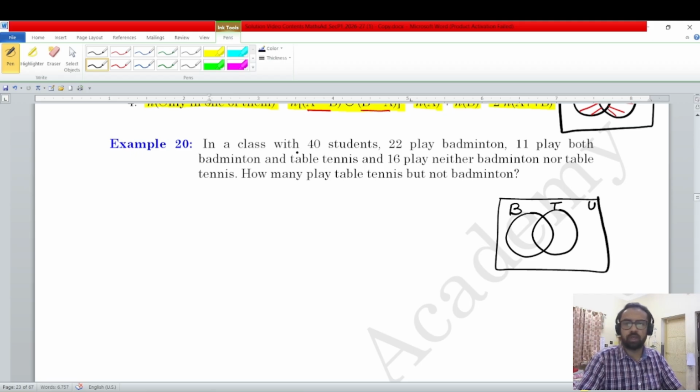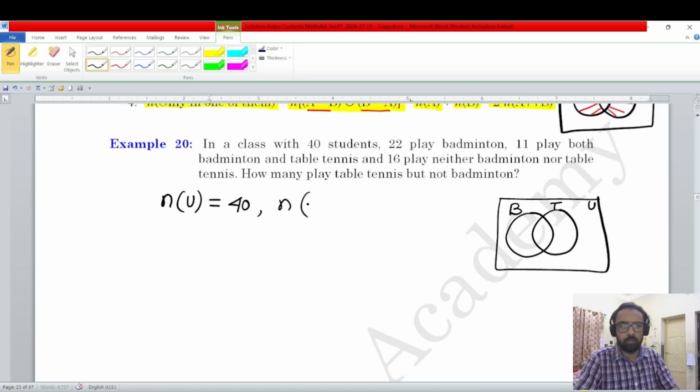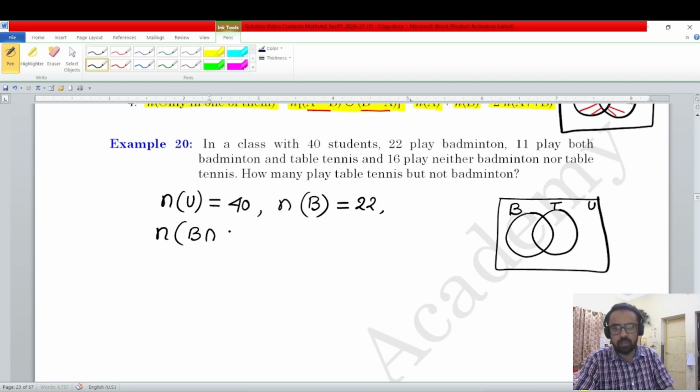Now, in a class with 40 students, the number of elements in the universal set is 40. Then 22 play badminton, so the number of students who play badminton is 22. 11 play both badminton and table tennis. That means the number of students who play both badminton and table tennis, both means intersection, is 11.